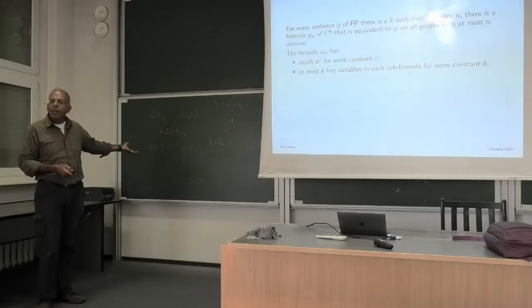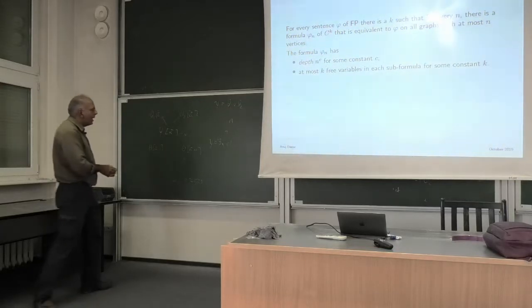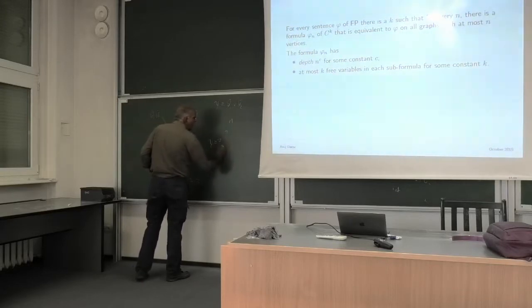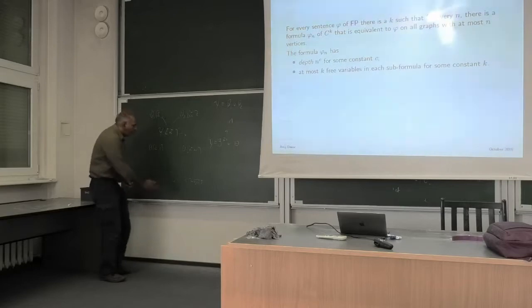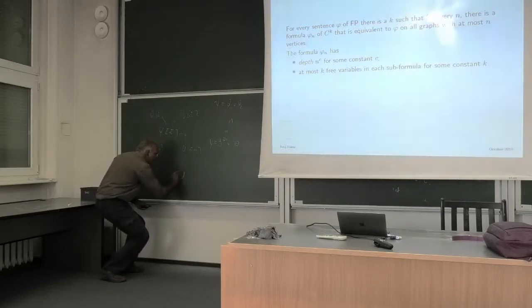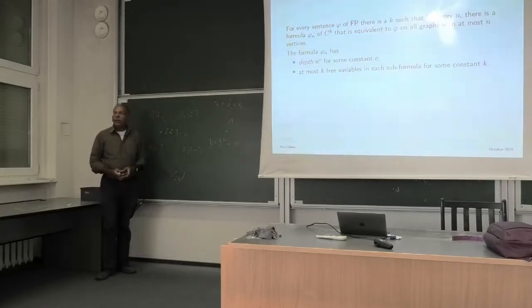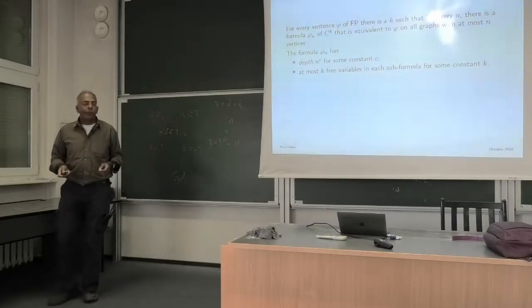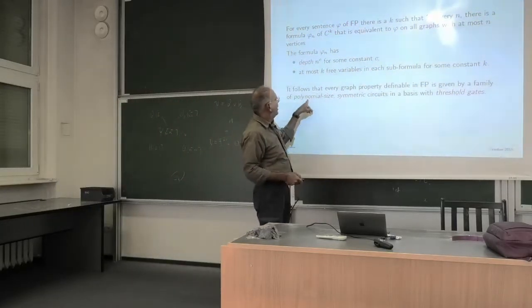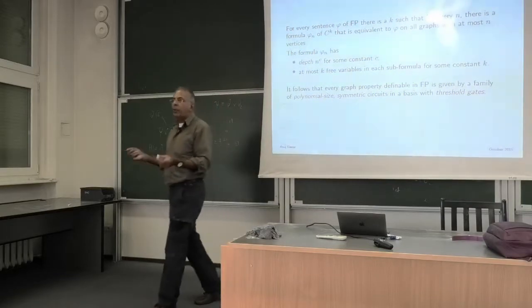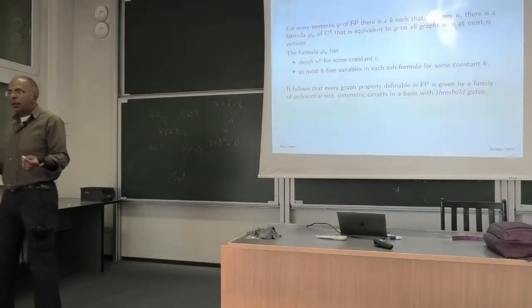What happens? I still get exactly the same translation, except now I have to consider quantifiers of the form "there exists at least i x such that theta." So instead of a disjunction here, I have a threshold gate, right? Something which says that at least i of the inputs are 1. Okay? So I get a family, this is again FPC, of polynomial-sized symmetric circuits with threshold gates.